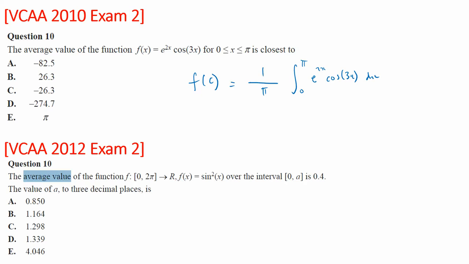So think about it. What did they just tell you? What is 0.4 right now? What's the 0.4 representing? So read the question properly. What did they just tell you? What's 0.4 equivalent to?